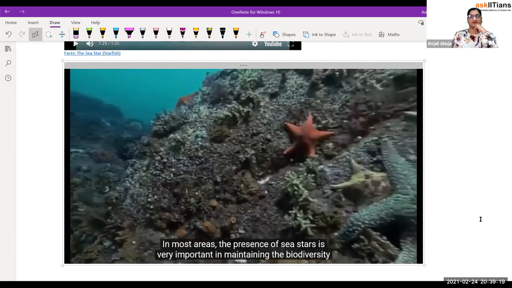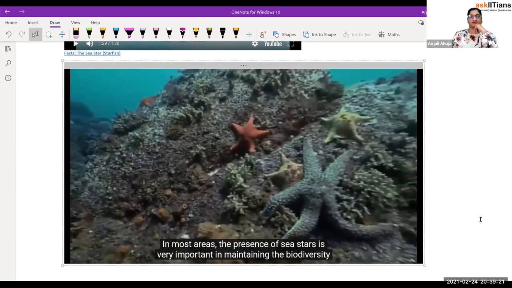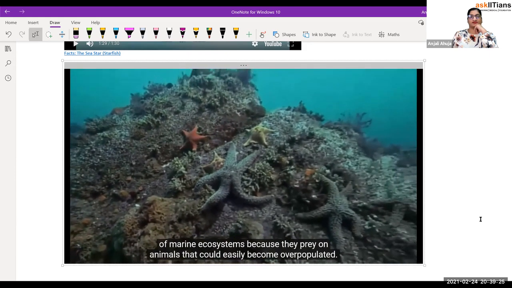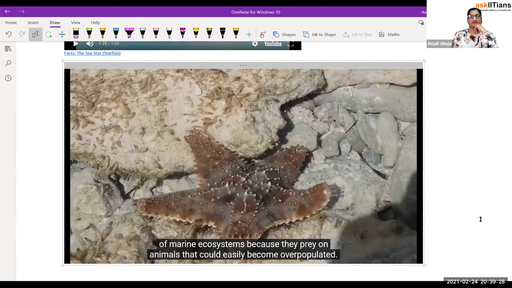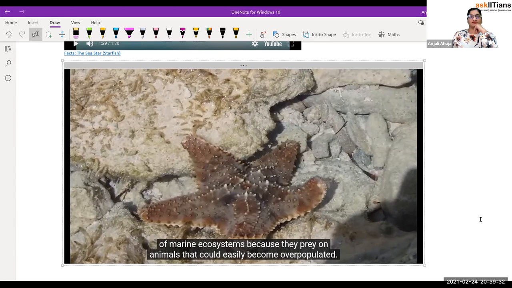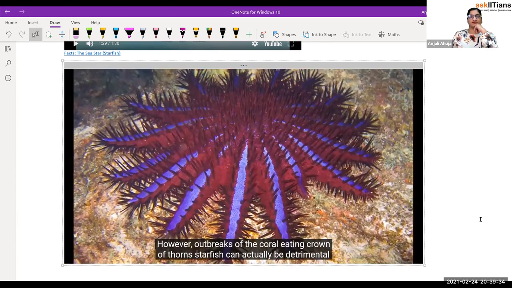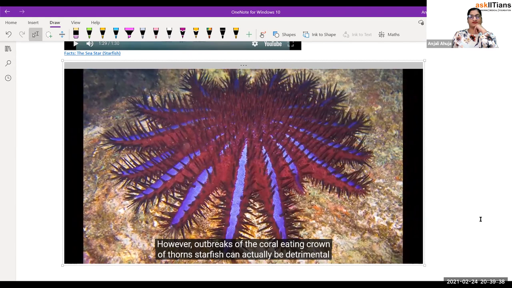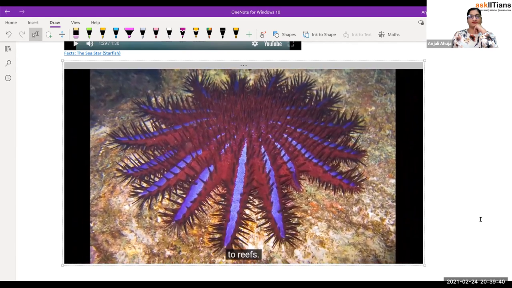In most areas, the presence of sea stars is very important in maintaining the biodiversity of marine ecosystems because they prey on animals that could easily become overpopulated. However, outbreaks of the coral-eating crown-of-thorns starfish can actually be detrimental to reefs.